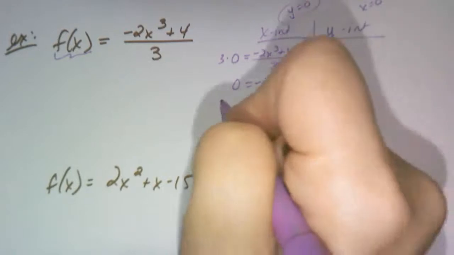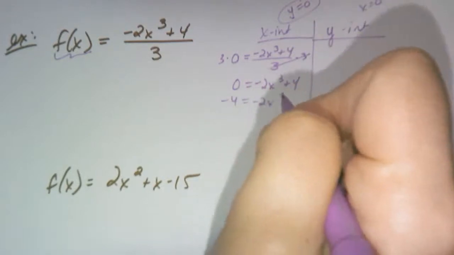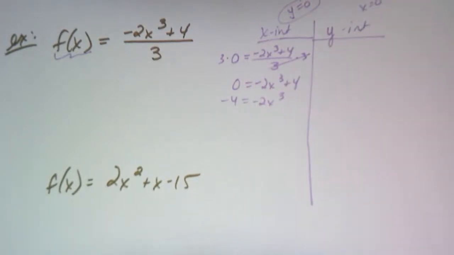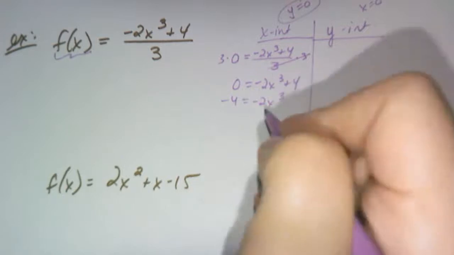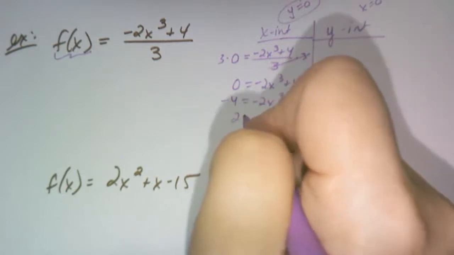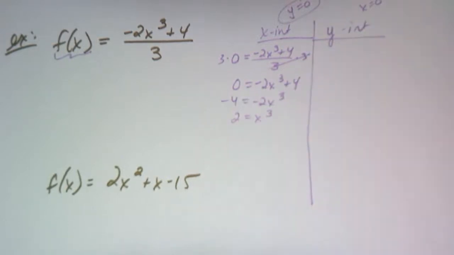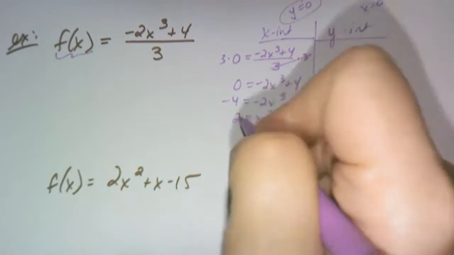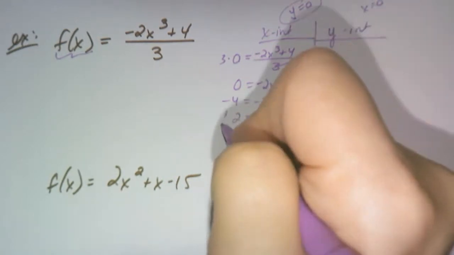Subtract 4. Then what? Divide by negative 2. So 2 is equal to x cubed. How do you solve that? You cube root.